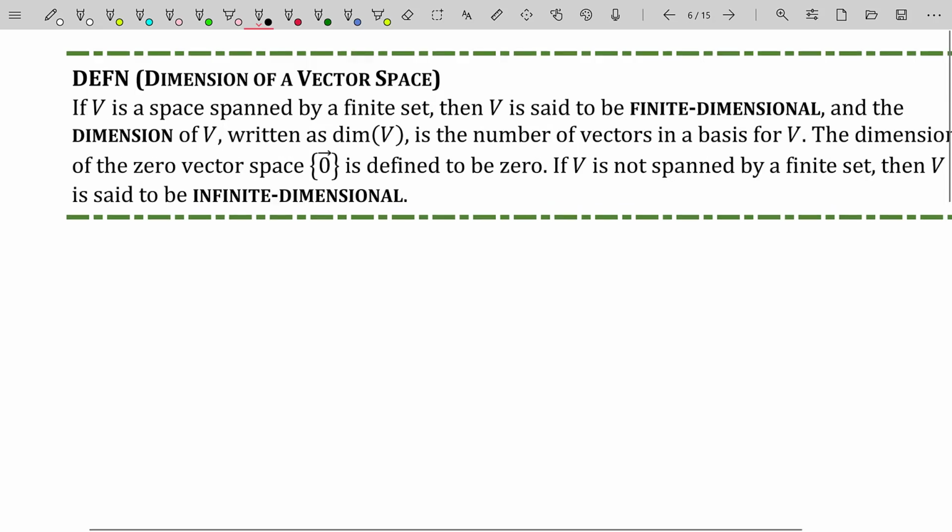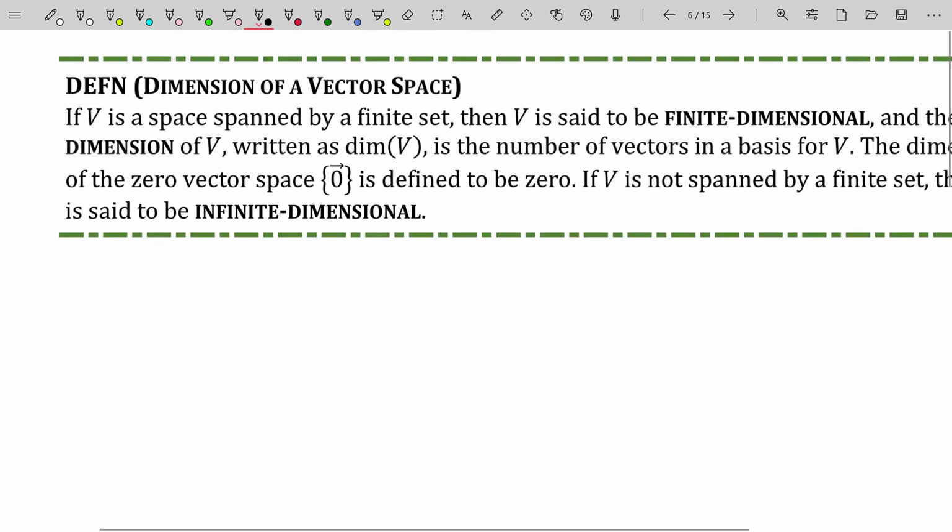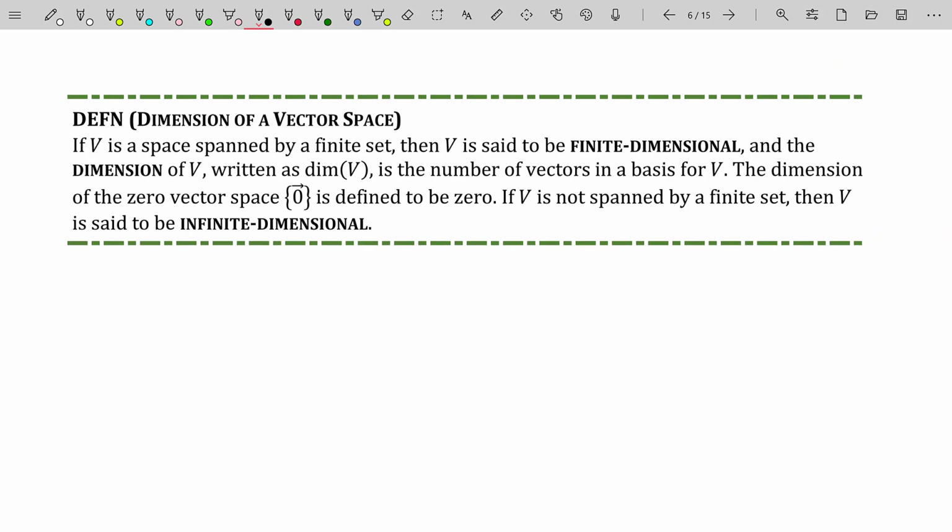Anyhow, if you have a vector space spanned by a finite set, then V is said to be finite dimensional. So if you have a basis that only has 10 vectors, you have a finite dimensional space.